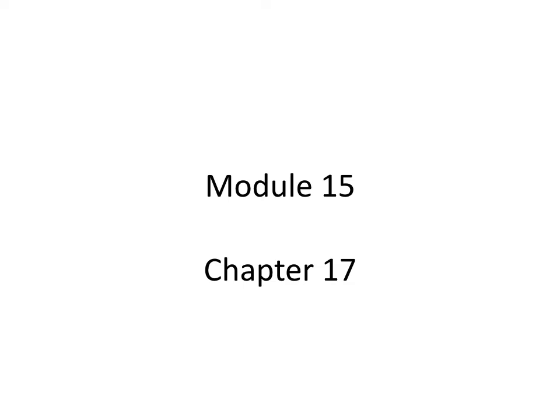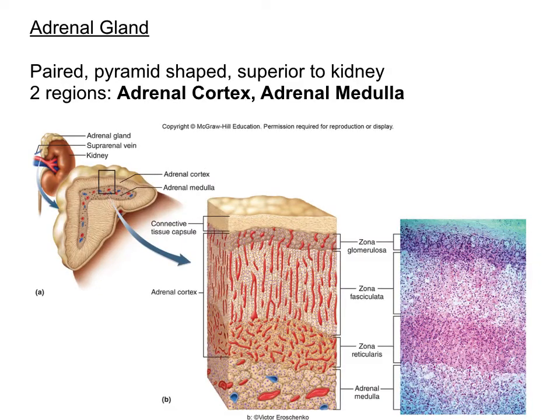Module 15, Chapter 17. So let's descend a little bit more inferiorly and talk about your adrenal gland. Now, the adrenal glands are a pair of glands. They are pyramid-shaped, and they lay on the superior margin of the kidney. Now, each adrenal gland, if you were to look at it in cross-section, can be divided into two major regions.